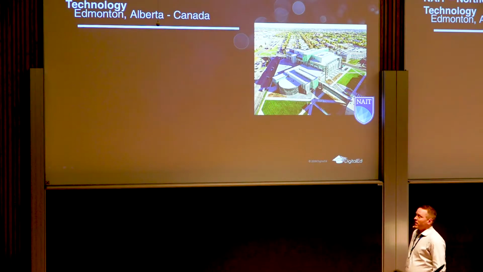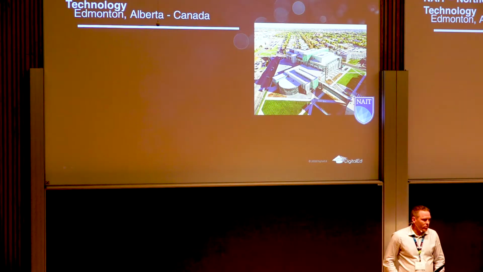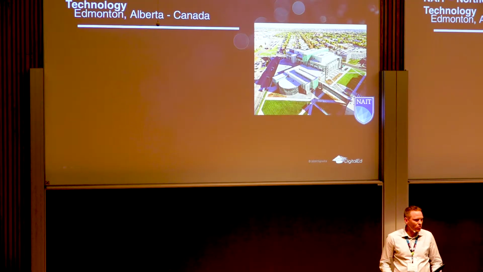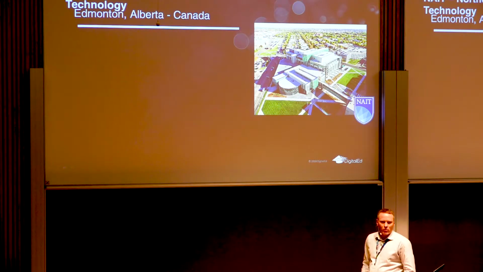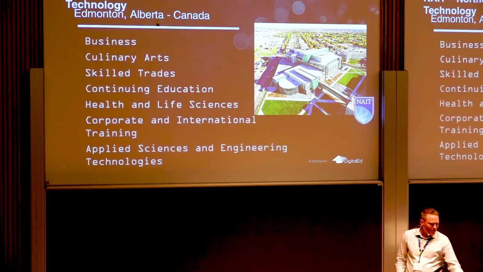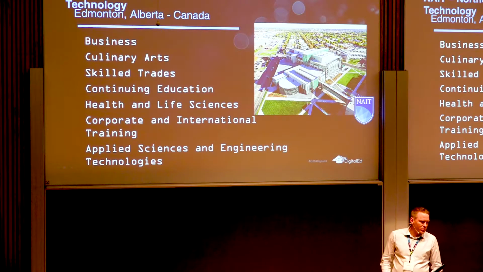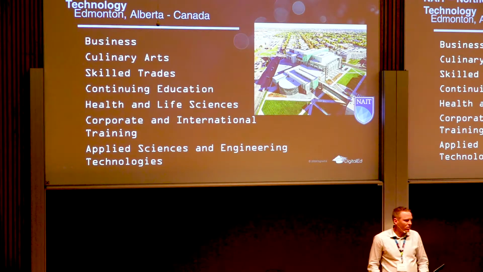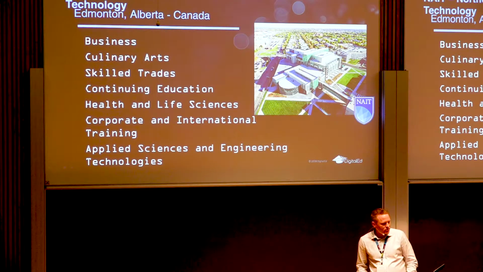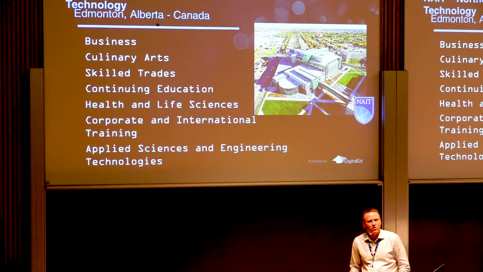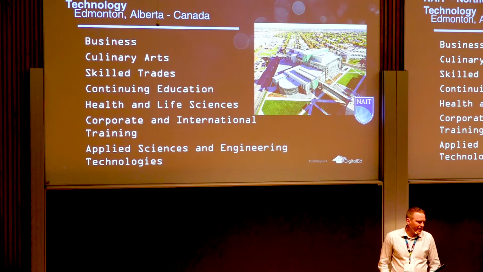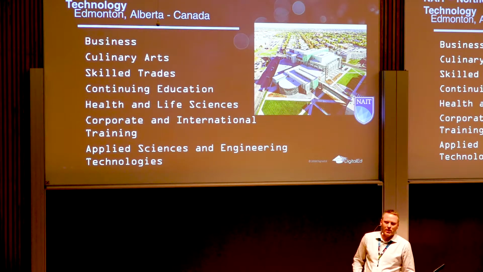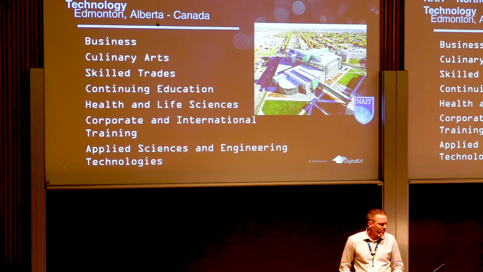So to tell you a little bit about NAIT, NAIT is formally known as the Northern Alberta Institute of Technology, and we are in Edmonton, Alberta, Canada. Essentially, NAIT is broken up into a whole bunch of different facets: business, culinary arts, skilled trades, con ed, health and life sciences, corporate international training, and applied sciences and engineering technologies. I taught at NAIT under the flagship applied sciences engineering technologies in the area of mathematics for 6 years.